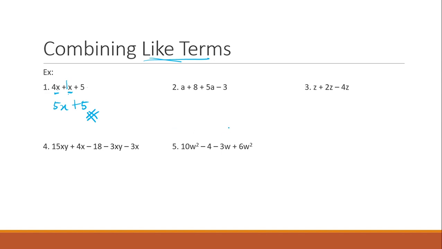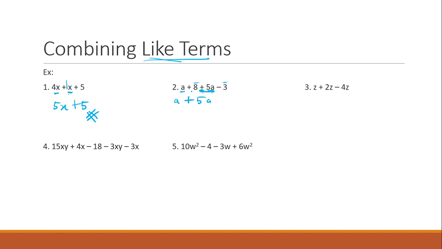We have a plus 8 plus 5a minus 3. So we find out which are the like terms. The like terms here are a and 5a, and then we have 8 and 3 here. So what we can do is a plus 5a. Let's say this one here, 5a, the operation is in front of it, on the left hand side of it. In front of the 5a is plus, so it would be plus 5a.